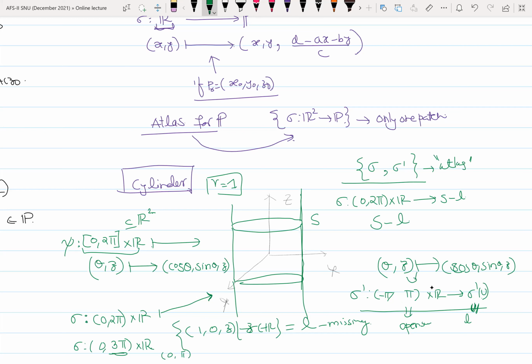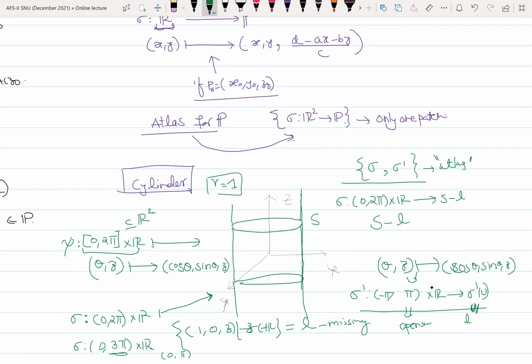See, surface patch, atlas means what? The union should cover it. So in fact you don't even need to go to minus pi by 2, you can even go to a very small epsilon neighborhood of that 0. That will also do for us, because we just need a cover.